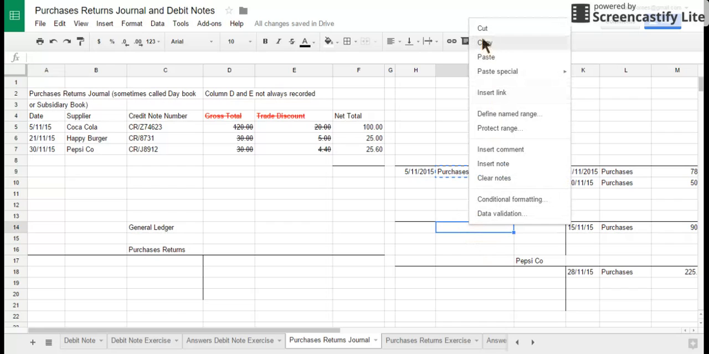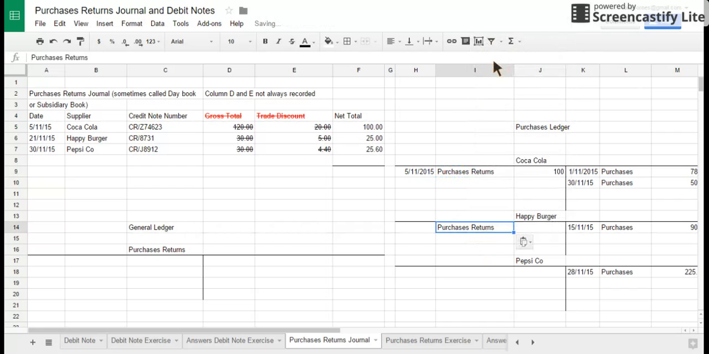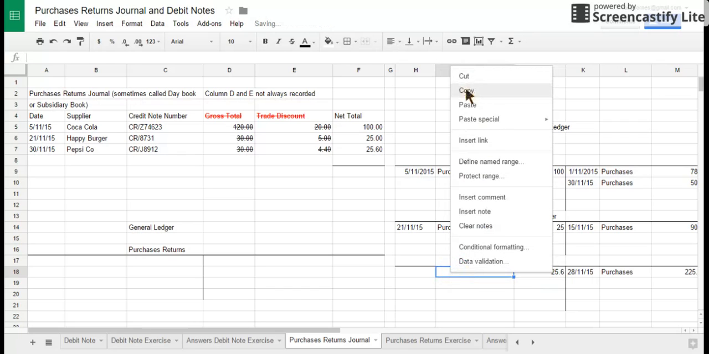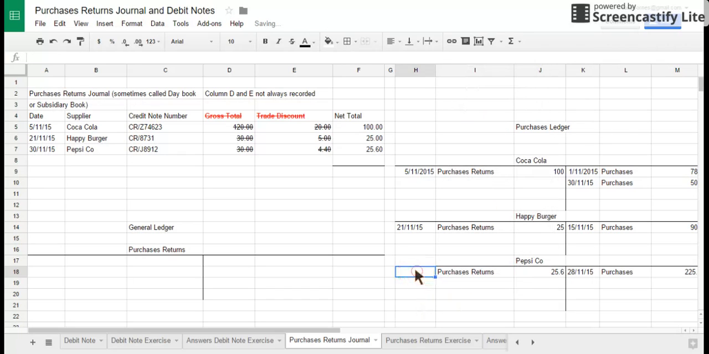Okay, for Happy Burgers, $25 worth of goods, and they were from the 21st of November. We then got PepsiCo, $25.60, purchase returns, and the date for that was the 30th of November.